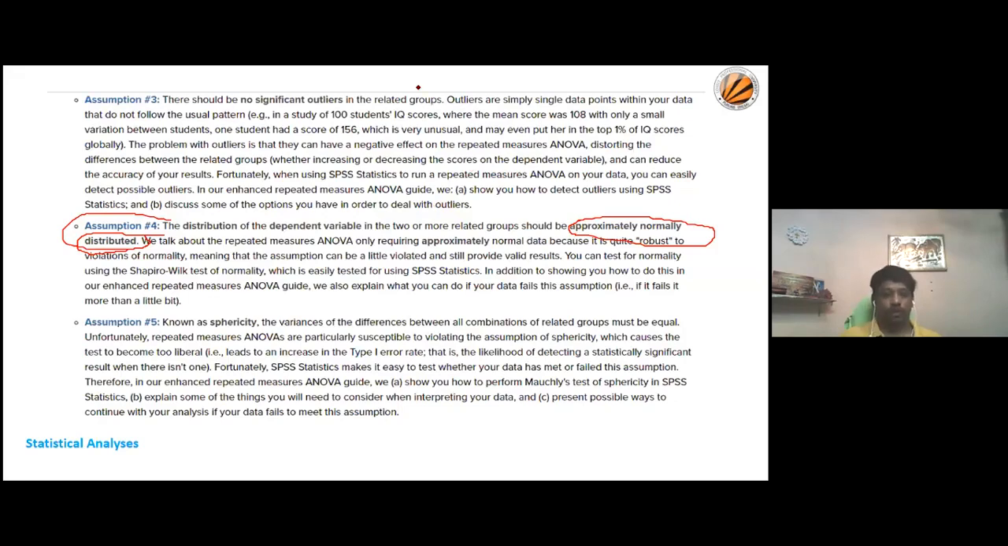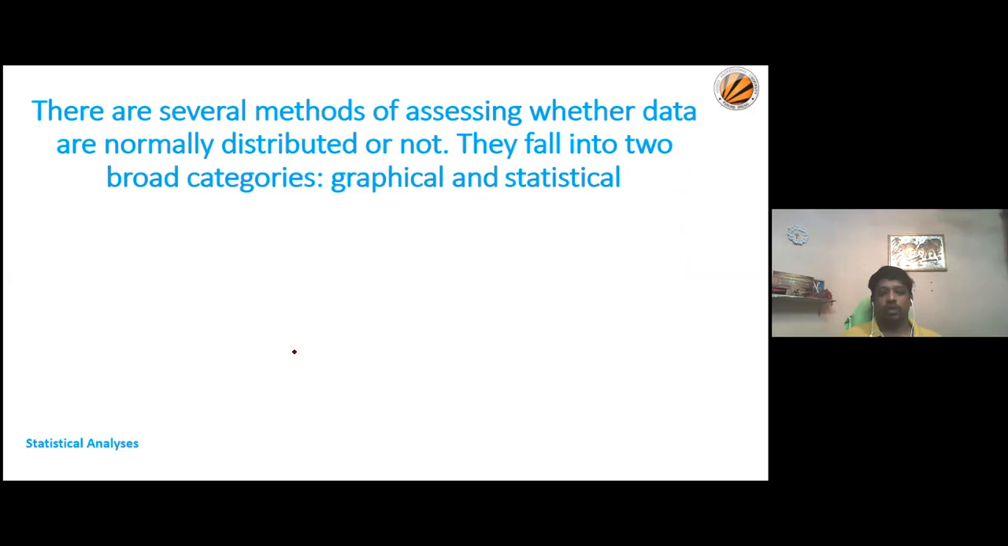So the assumptions for your one-way repeated measures ANOVA are that the data should be without outliers and normally distributed, and also sphericity. Again, you don't need to calculate it manually; SPSS will do it using Mauchly's test. So these are the assumptions your data should meet before applying your ANOVA, right?